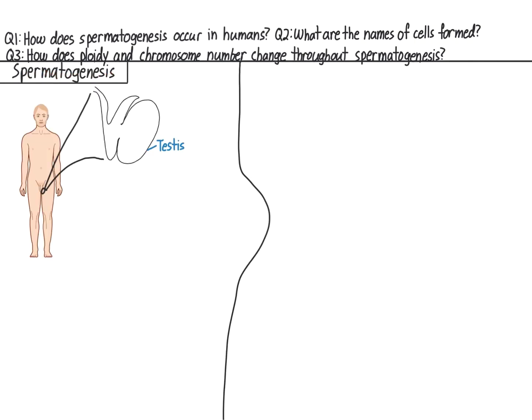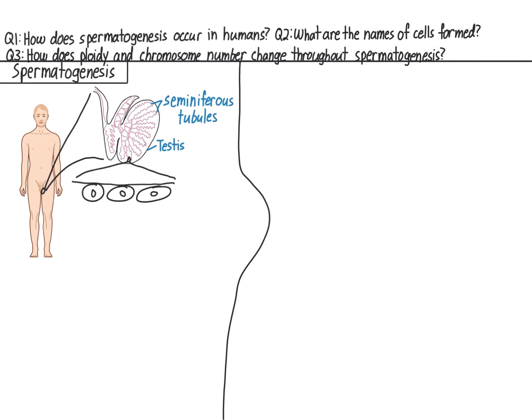Spermatogenesis occurs in the testes of males. Within the testes, there are a series of tubes called seminiferous tubules. This is where most of spermatogenesis takes place. If we zoom into one tubule, at the outermost part of the tubule, we find diploid cells called spermatogonia. One of these cells is a spermatogonium.